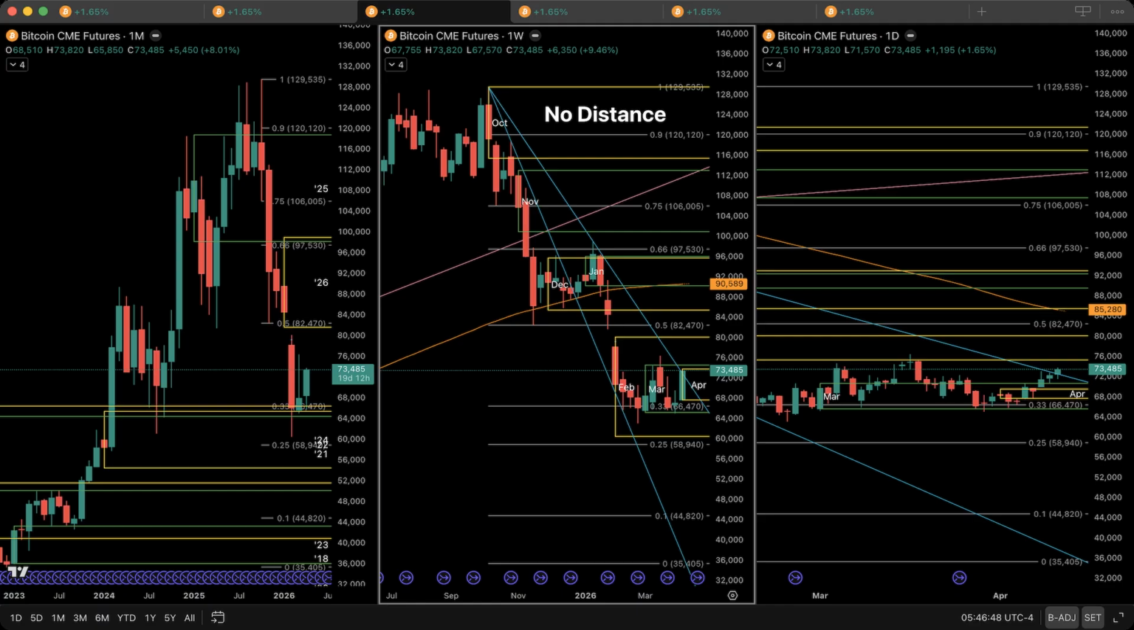This is compression. Compression means structure is tightening. There is less room for price to move. Even if volatility appears active, distance remains limited.